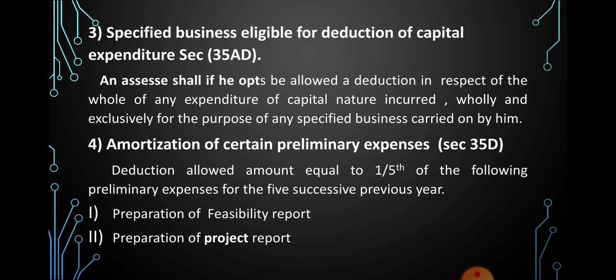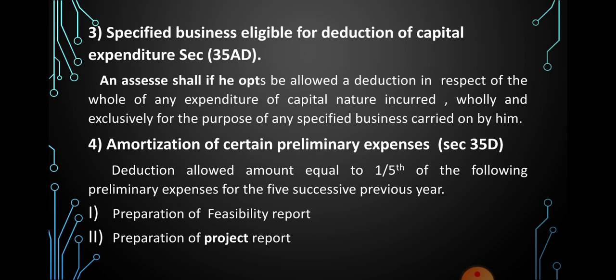Third one, specified business eligible for deduction of capital expenditure, Section 35AD. The assessee shall be allowed a deduction in respect of the whole of any expenditure of capital nature incurred wholly and exclusively for the purpose of any specified business carried on by him.